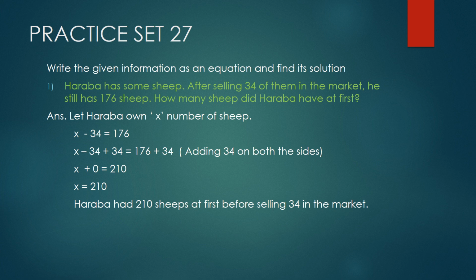Okay. So Haraba has some sheep. We don't know how many sheep she has. After selling 34 of them in the market, she still has 176 sheep. So we don't know how many sheep she had. After selling, she still has 176 sheep. How many sheep did Haraba have at first? So we don't know how many sheep she has. That is what we need to find out. So when we don't know what has to be found out, that particular amount, we take it as x. So let Haraba own x number of sheep.